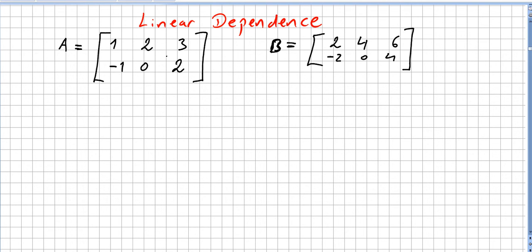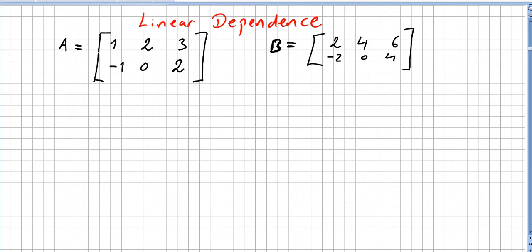I'm going to do a set of videos now about linear dependence. I'm not going to do linear dependence on vectors in R2, that's too easy, but I will mostly do some exercises with matrices and polynomials.